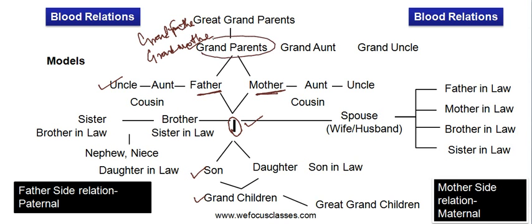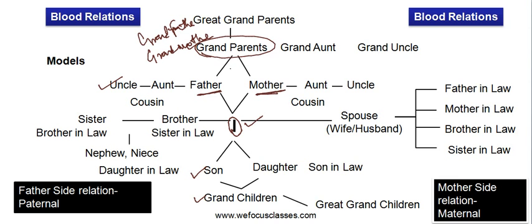So if combinedly we say, it is grandparents. And father and mother are our parents. So this is what we need to know basically. So our parents and their parents. Parents' parents are always grandparents. So father's mother is grandmother. Mother's mother is also grandmother. Father's father is grandfather. Mother's father is also grandfather.